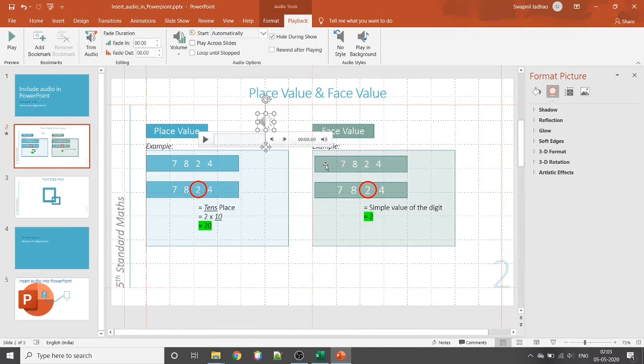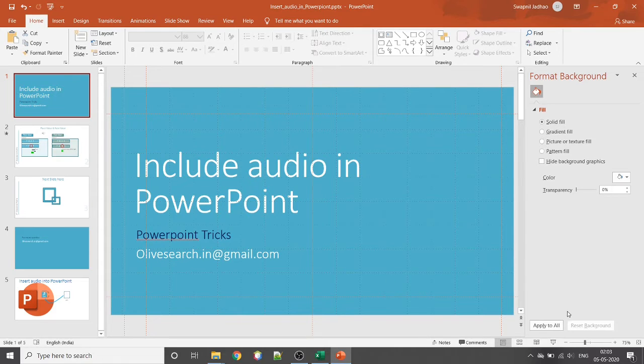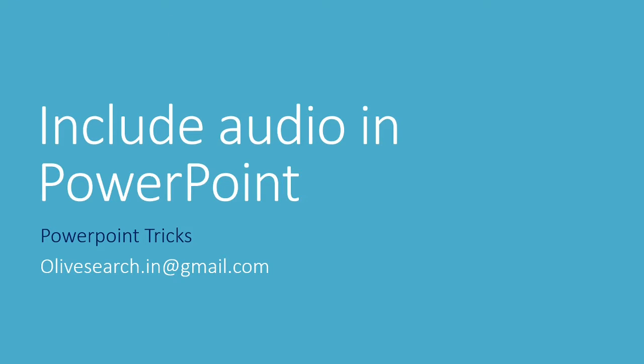That's it. So once you do this, and I go back to first slide and go back to presentation mode, let's see how the output looks like. So I'm in first slide, and I will click on my mouse to go to second slide. You need to observe that when I am in second slide, the audio starts automatically.